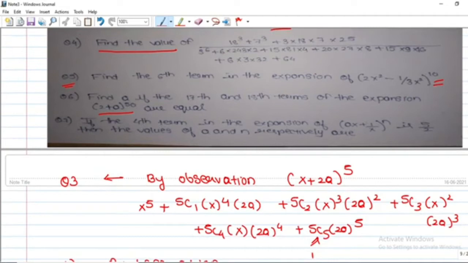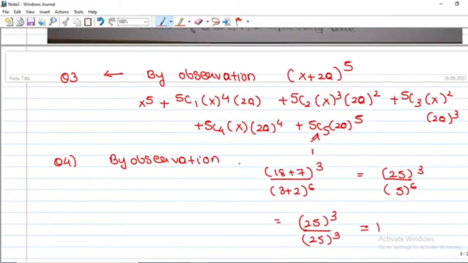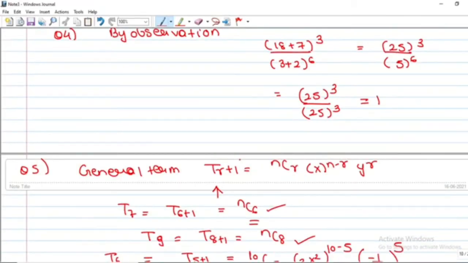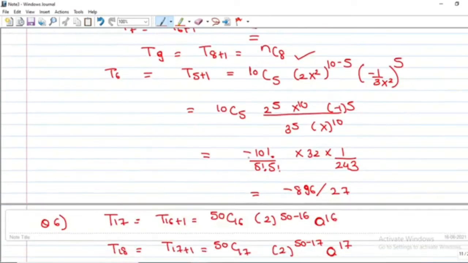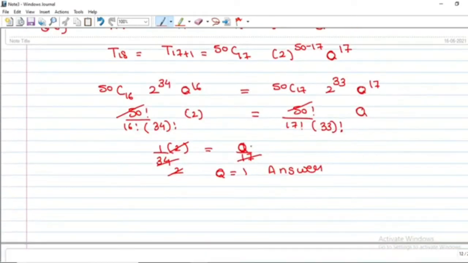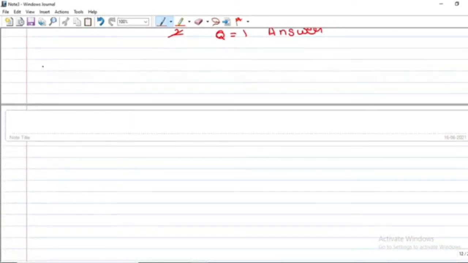So the fourth term in the expansion of this is 5 by 2. Then the values of a and n respectively are. So they have given us the T4 value. This is quite a good question. I will tell you the reason: what mistake children make.